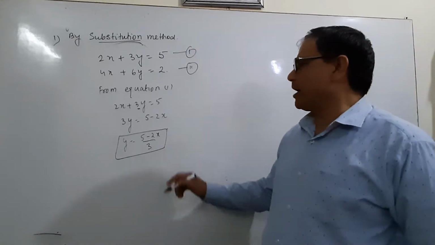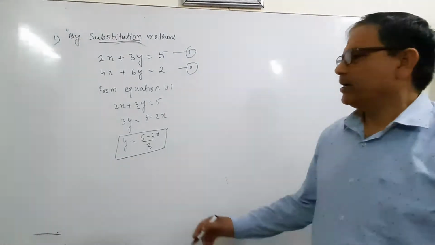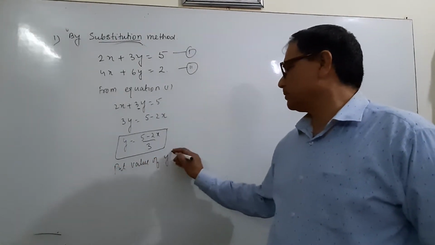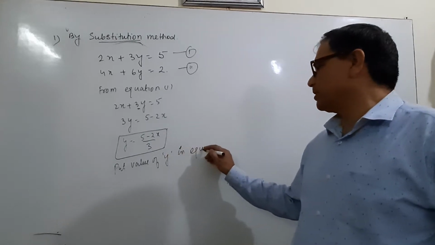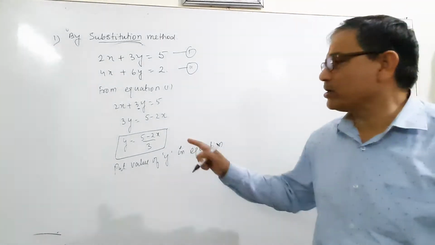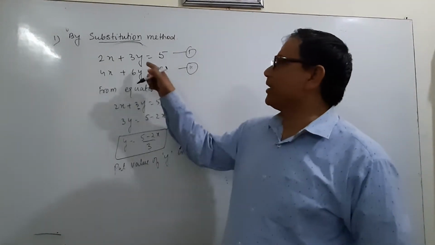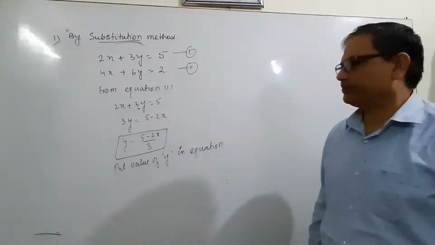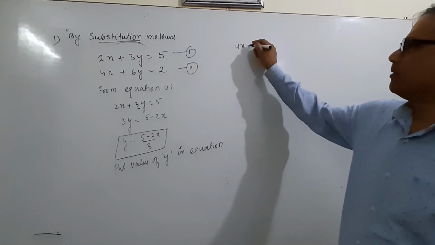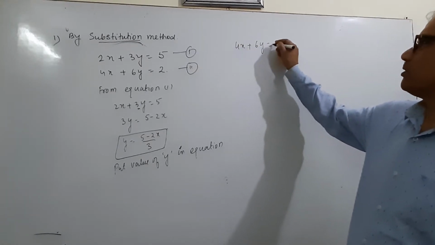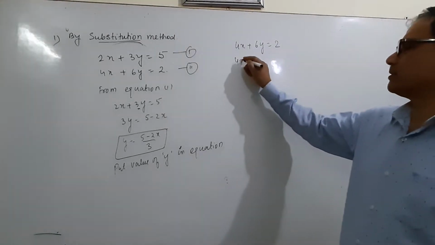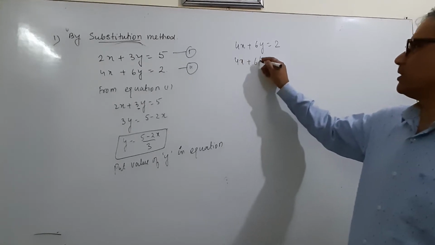And this value of y we will put where? In which equation, first or second? In the second equation. Why will we put it in the second equation? Because the value of y we obtained from the first equation. And what is the second equation? 4x plus 6y is equal to 2. Then 4x plus 6, what is the value of y?